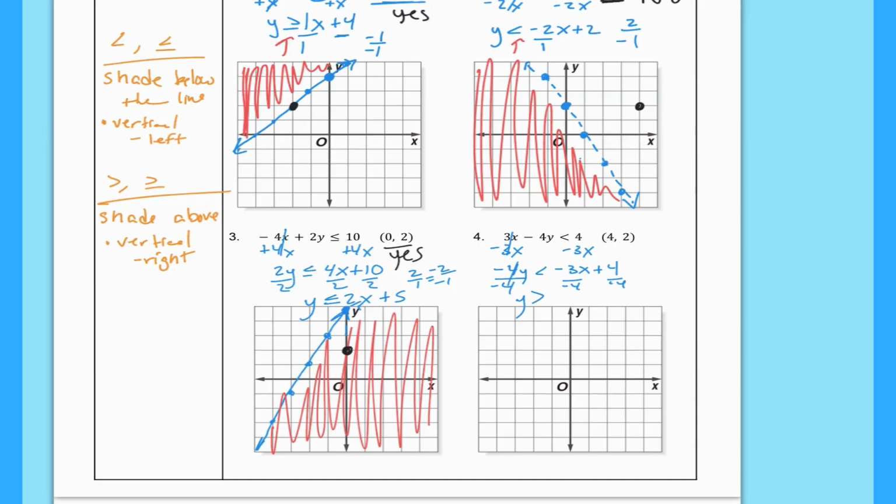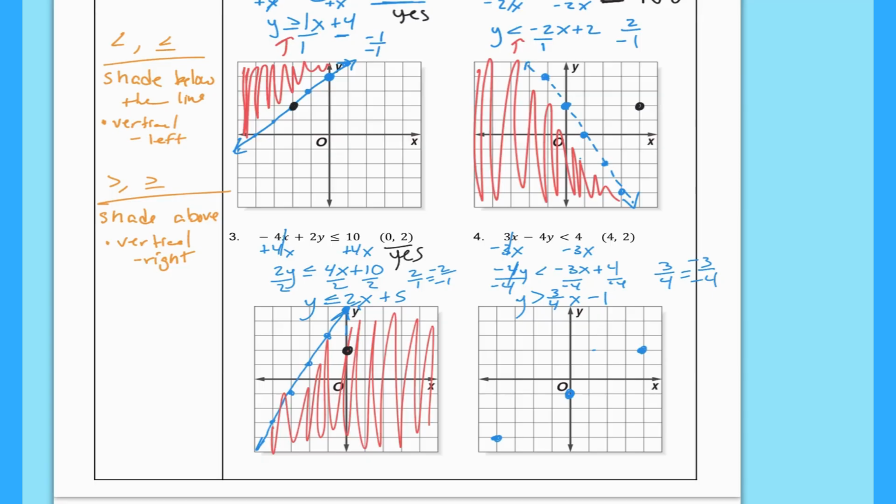And then negative 3 divided by negative 4, can't really reduce it, but I can make them both positive. So 3 over 4 positive x, 4 divided by negative 4 is negative 1. So my y-intercept is negative 1. My slope is positive 3 over positive 4, 1, 2, 3, 4. And remember, positive 3 over positive 4 is the same thing as negative 3 over negative 4. So I can go negative 3, negative 4.